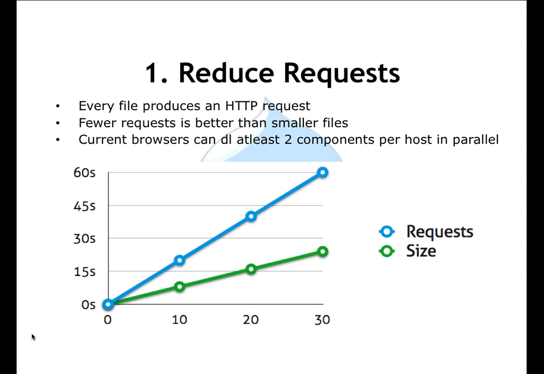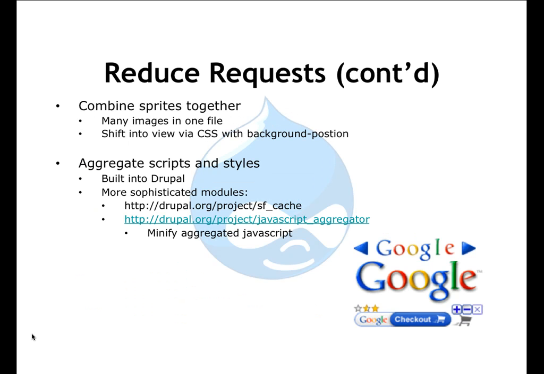Currently, most browsers can download at least two components from your host at the same time. So if you have multiple small files, you might be downloading a large chunk of them in sequence, one by one. Whereas if you have larger files, you might have them download in parallel with the other set of large files that you have.